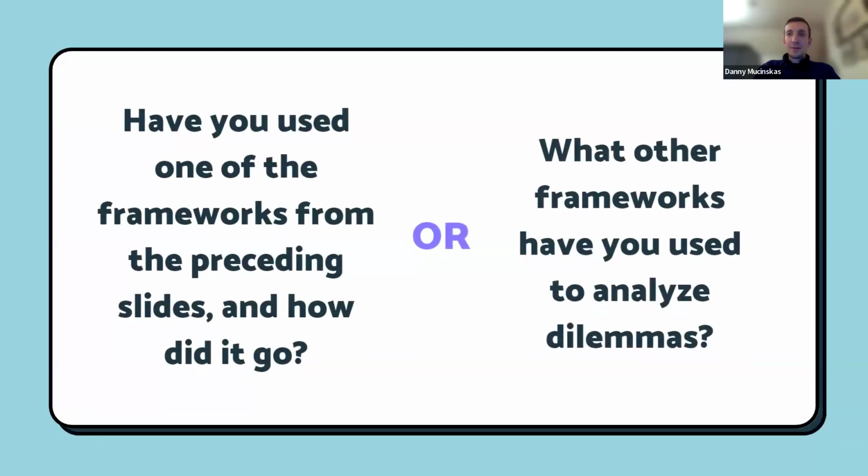So these are a few different ways you can think about using frameworks to help you in dilemma discussions with students. So they were the 5Ds, the 4 lenses, and the ethical frameworks. So we just wanted to give a moment to pause here to think about whether you used one of those particular frameworks, one of those 3 from the preceding slides, and if so, how did that go? Or alternatively, what other frameworks have you used to analyze dilemmas? These 3 that I've talked about are, again, far from the only ones you can use to have dilemma discussions.